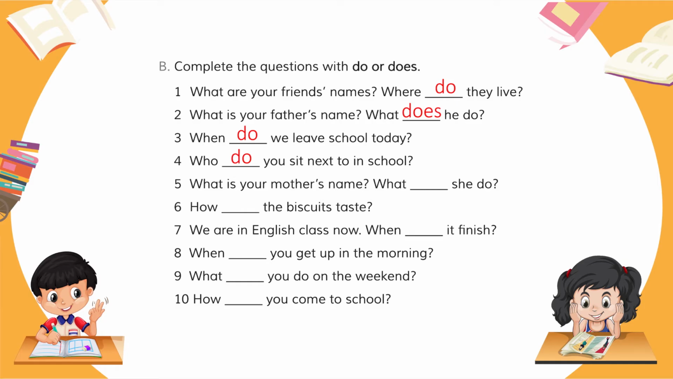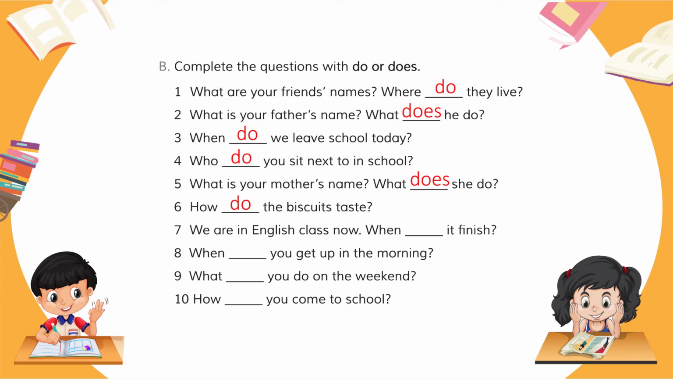You, that is why we have used do. Well, number 5, what is your mother's name? What does she do? She, that is why does. তিনি কি করেন? How do the biscuits taste? বিস্কিটগুলির স্বাদ কেমন? Here, notice here is do because here is biscuits. Biscuits মানে more than one. যদি একটার বেশি হয় then we have to use do. আর একটা হলে if it was only biscuit we have to use does.